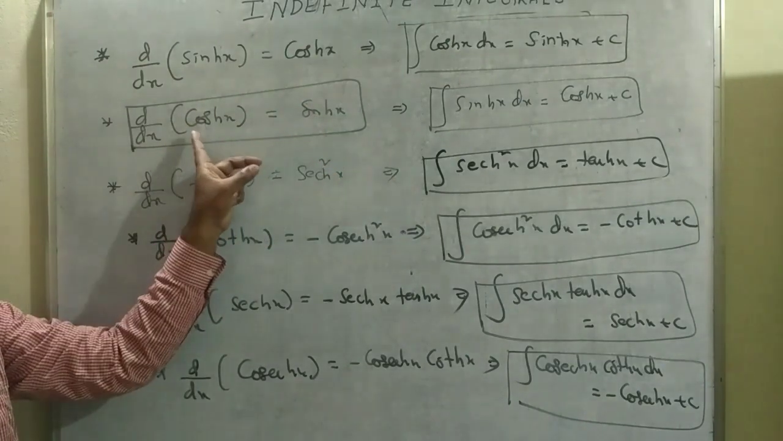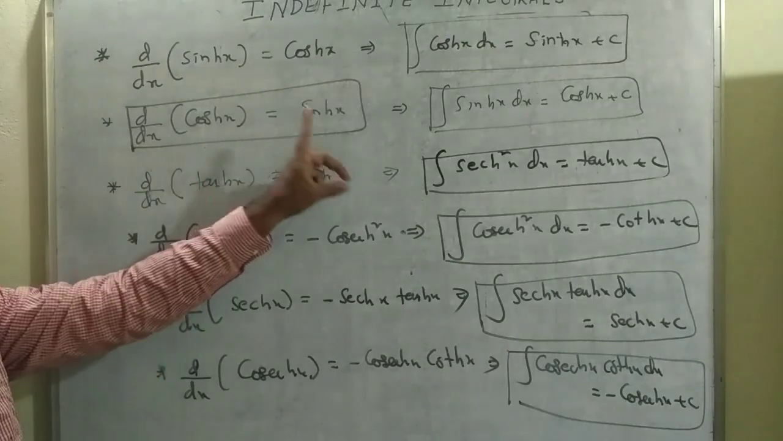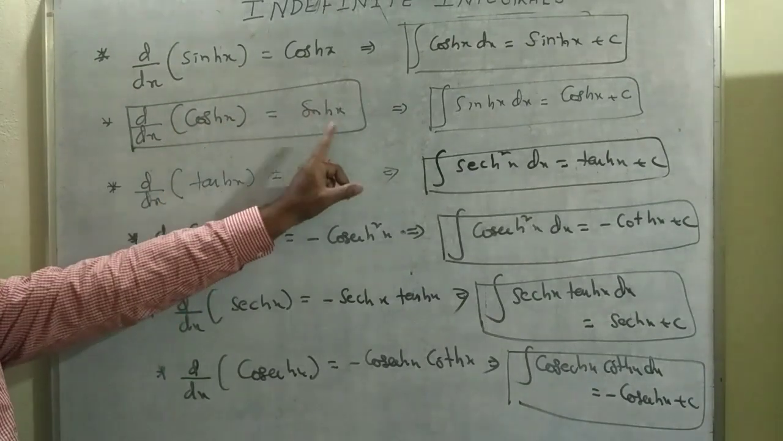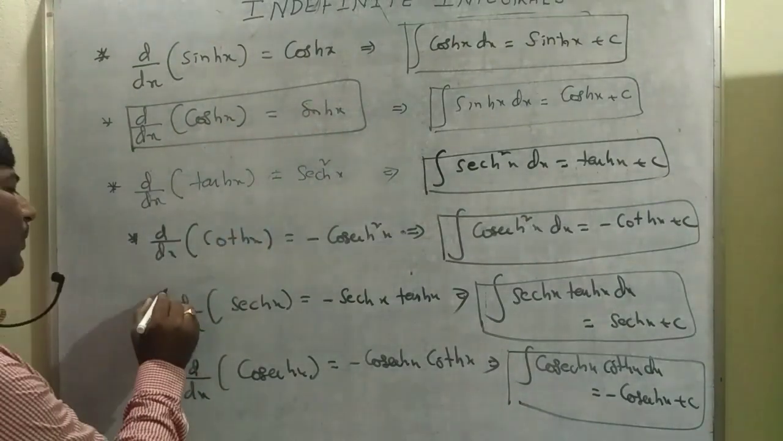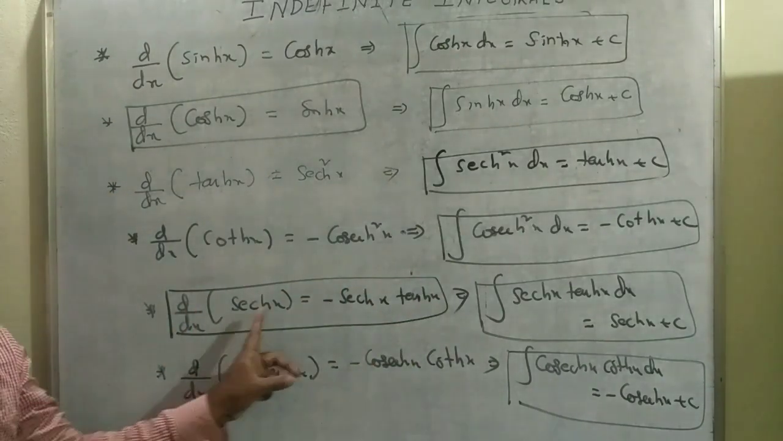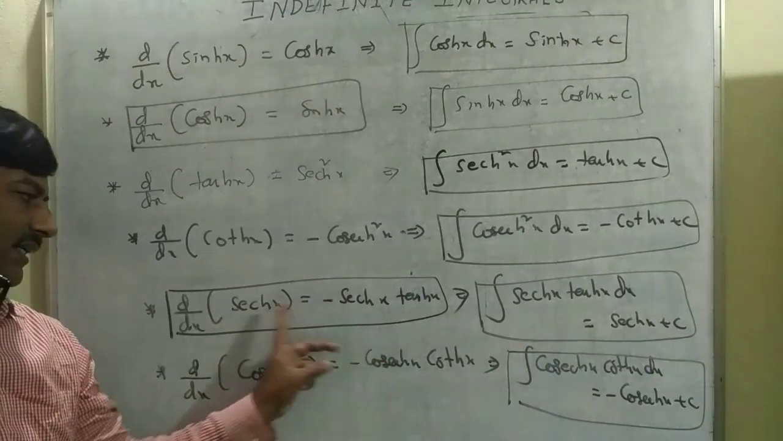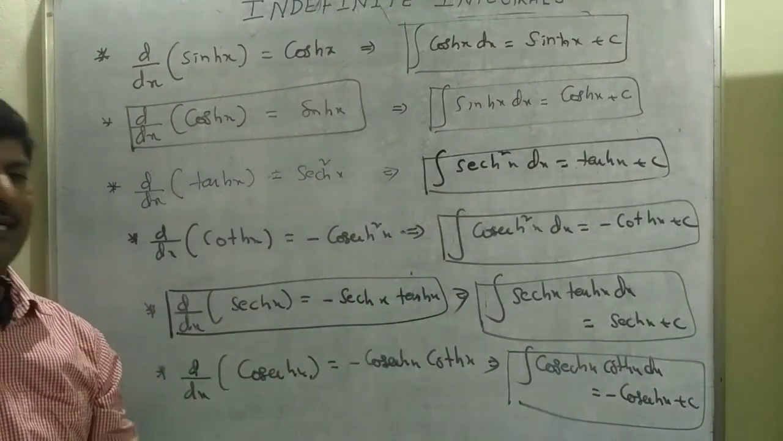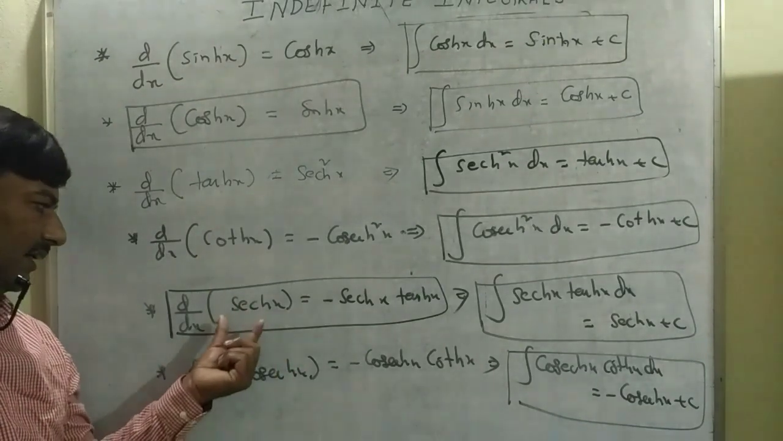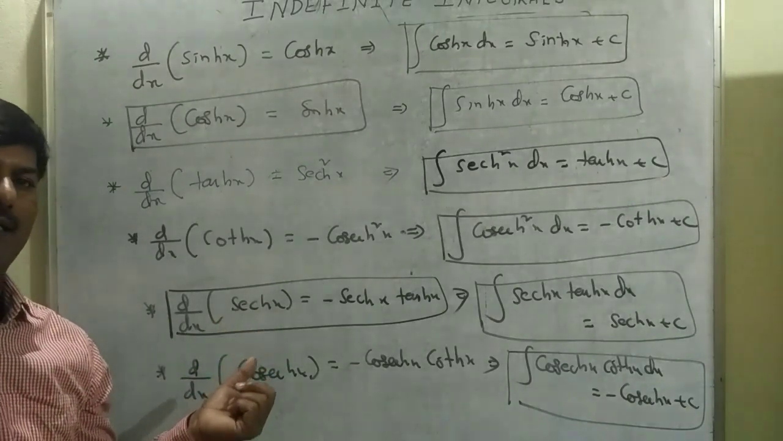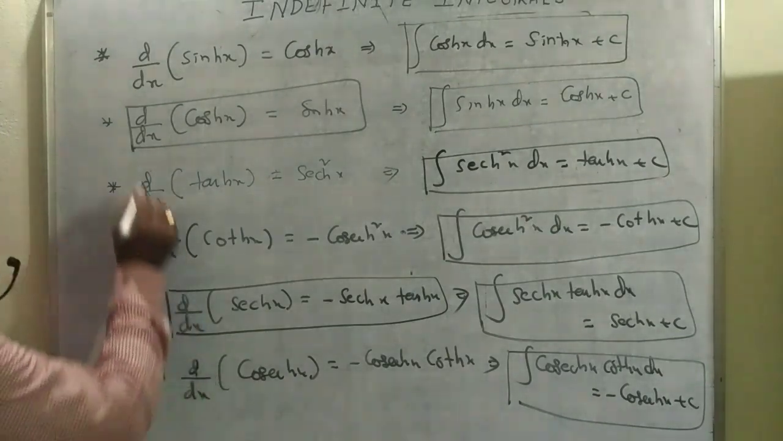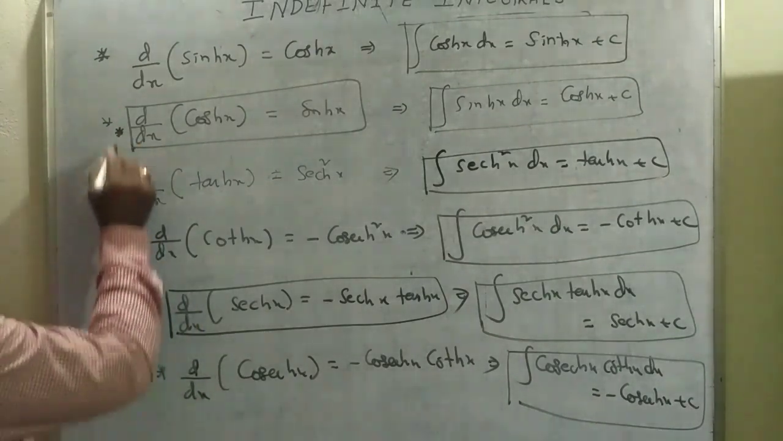Once again here, the trigonometric function cos x has derivative minus sin x, but for the hyperbolic function cosh x the derivative is sinh x. One more difference: the derivative of sech x is minus sech x tanh x. In the trigonometric function, the derivative of sec x is sec x tan x. That is, we get opposite signs for these formulas.